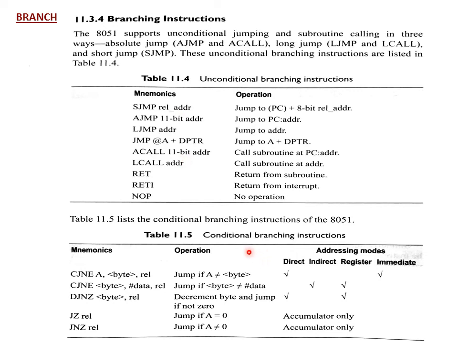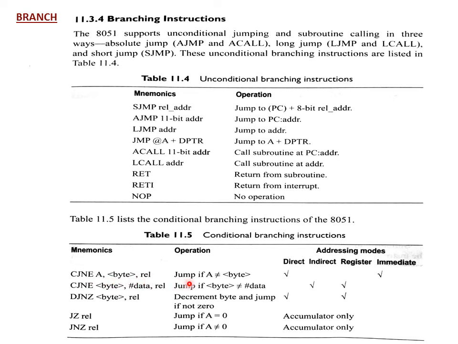Now see the quite opposite, conditional branching instructions. Internally, some conditions are going to be executed. That's why they are conditional jump instructions. Now see, CJNE is a jump instruction with a condition. If you use CJNE A, byte, relative.